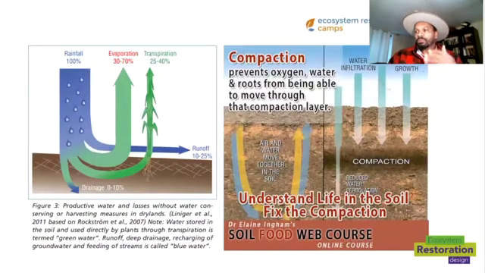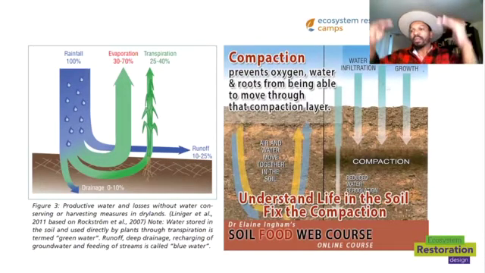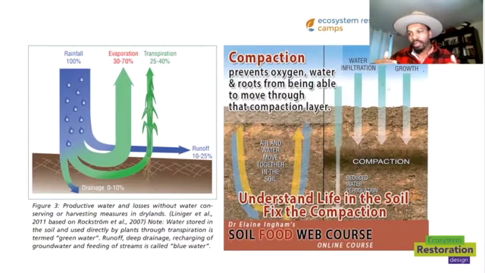Now, if we take a look at how water interacts with a given landscape, ideally you have water falling. A certain percentage of that water is infiltrated into the ground if the soil is open and receptive to receiving that water. And then, depending on how much organic matter is in the ground, a certain percentage of that water is also absorbed and stored.